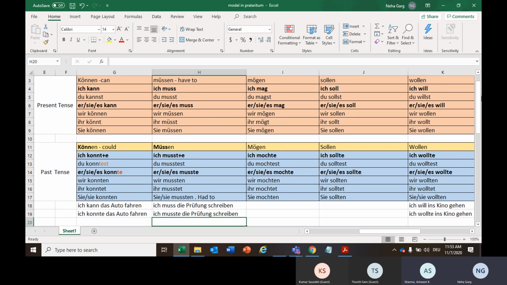If you are saying I must have to write the exam, you cannot use must and have to together, because when you say I have to do this, it itself means it is mandatory. So either in terms of obligation or necessity, you will use must as a word or have to only. You cannot combine them together. Makes sense.